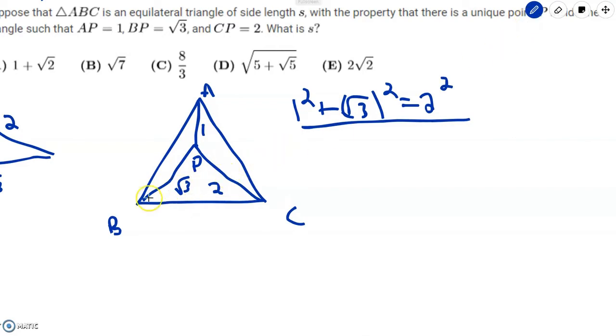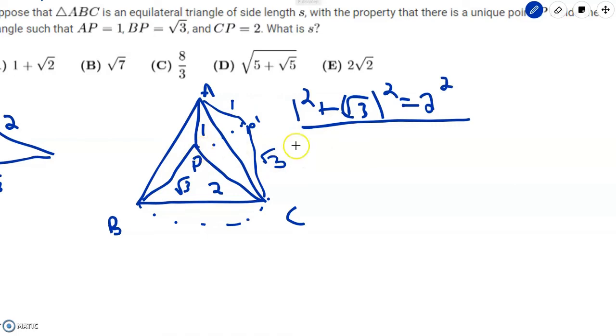What that does is it transforms B to C, since if you're rotating 60 degrees counterclockwise, then since angle BAC is 60, B goes to C. P goes to this new point, we'll call this P prime. And then this is our new triangle. So this triangle AP prime C has the same side lengths as APB, it's just rotated 60 degrees. Since rotation preserves distance, that means AP prime is equal to 1, and CP prime is equal to root 3.